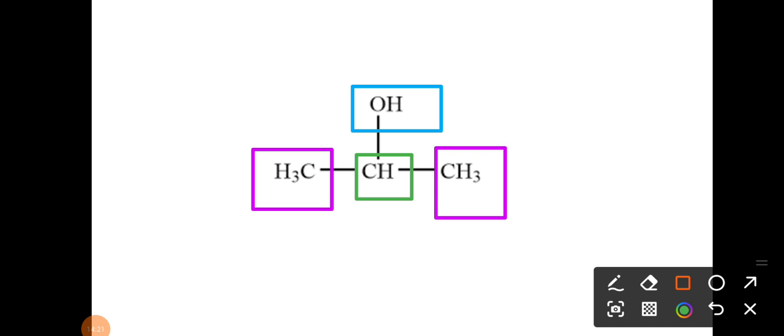Means these two CH3 give one signal, this OH gives a separate signal, and this CH is also giving a separate signal. Means 1, 2 and 3, three signals are possible in 2-propanol.